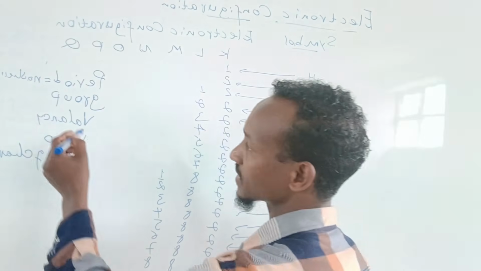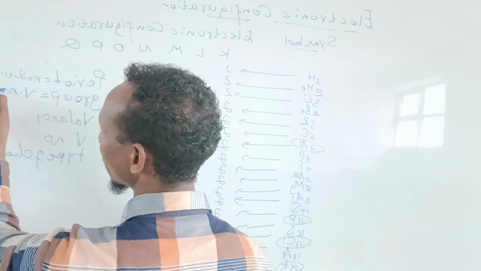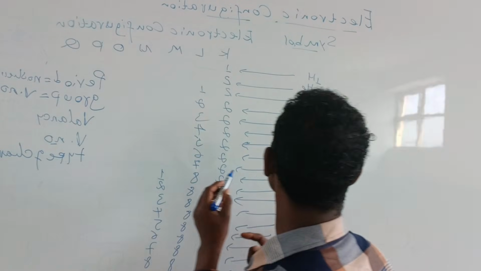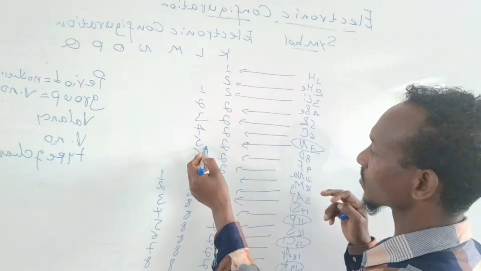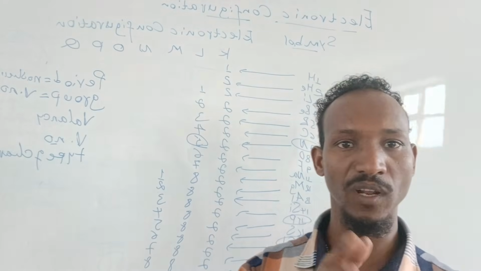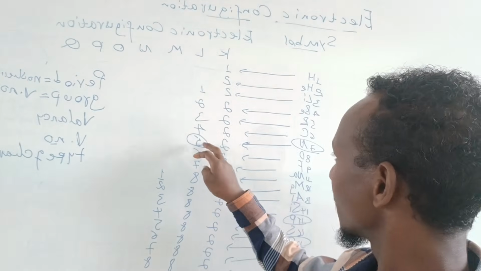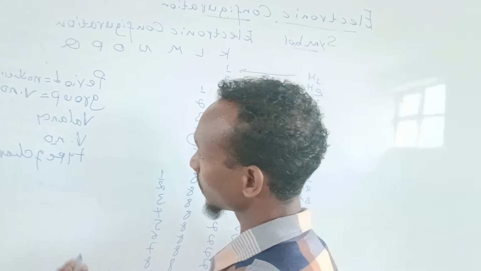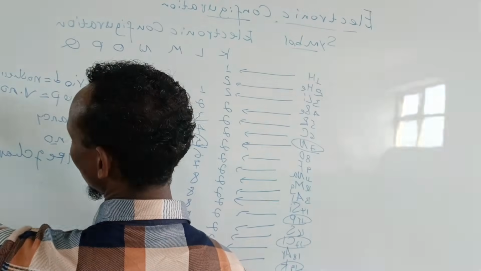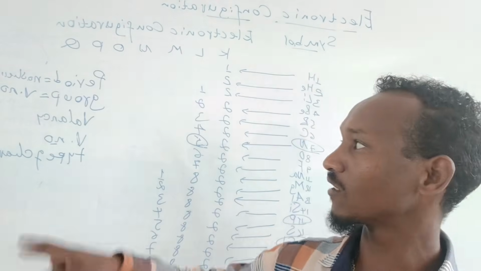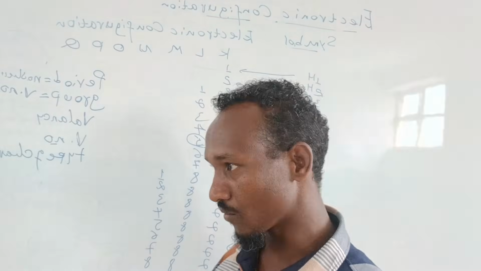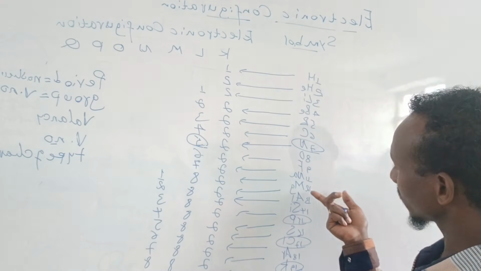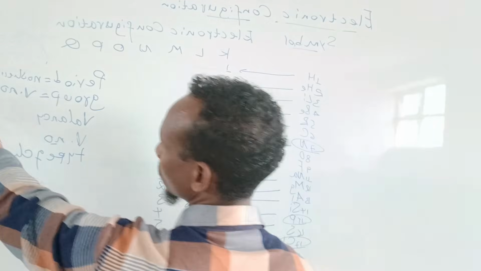Group means valence number. Group equals valence number. So, valence number means the outermost number of electrons when we draw its electronic configuration. For this reason, nitrogen has 5 valence electrons. That means the outermost number of electrons of nitrogen is 5, meaning nitrogen is found in group 5. That is the point. The other one is phosphorus.